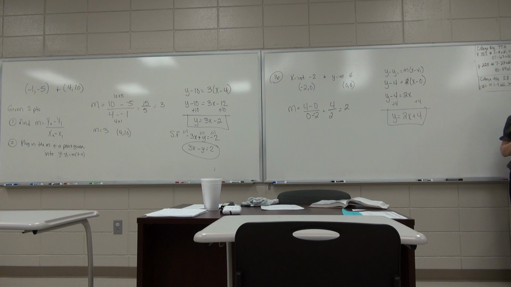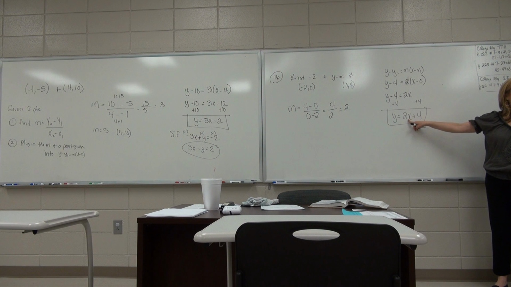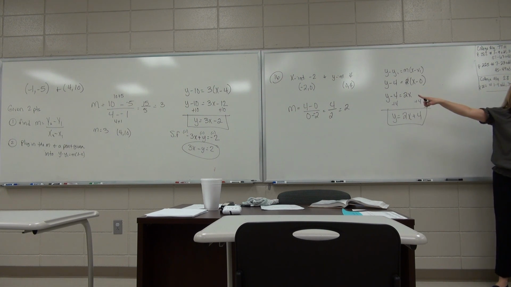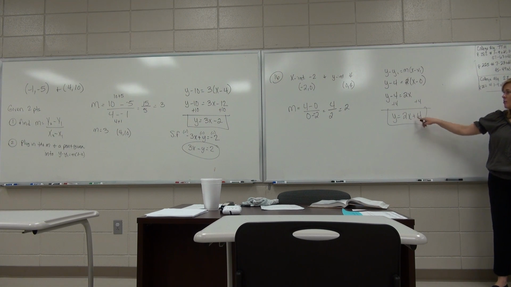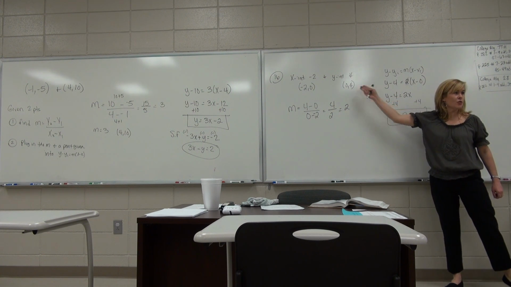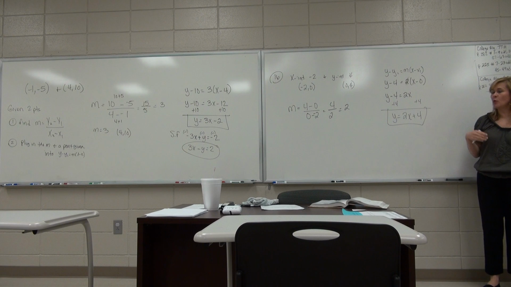Is everybody good on there? Now you can check it. Plug your point back in. Put a negative 2 in place of this x. 2 times negative 2 would be negative 4, plus 4 gives you 0, and that's the y of the point. Put in 0. 2 times 0 is 0, plus 4 is 4. That gives you the other point. So you see each point makes it a true statement.